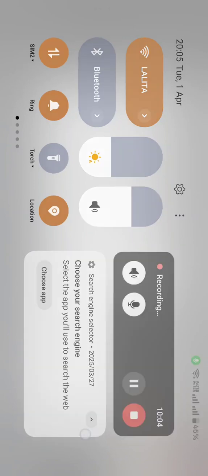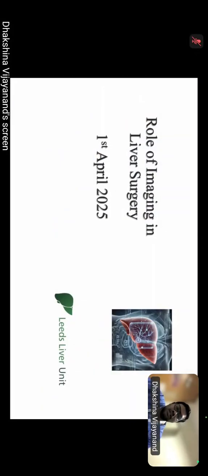Evening, everyone. I'm Parthiban. I'm one of the fellows here in Leeds in a triple area on liver transplant. Today's topic is role of imaging in liver surgery.